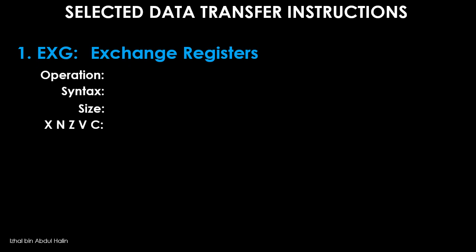The first is EXG, which stands for exchange. We will look at the operation, general syntax, size, and how it affects the status register. Its function is to swap the contents between any two registers.